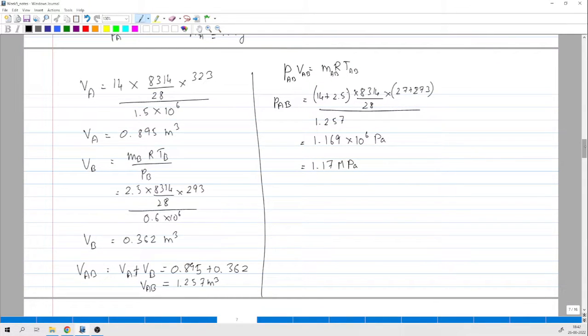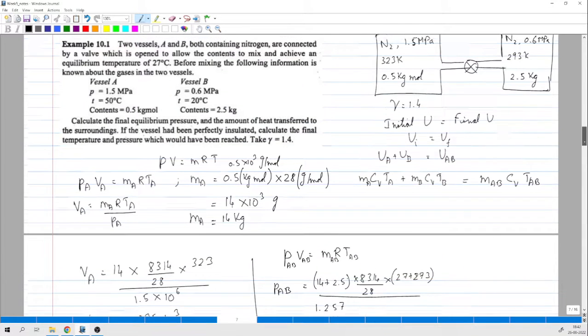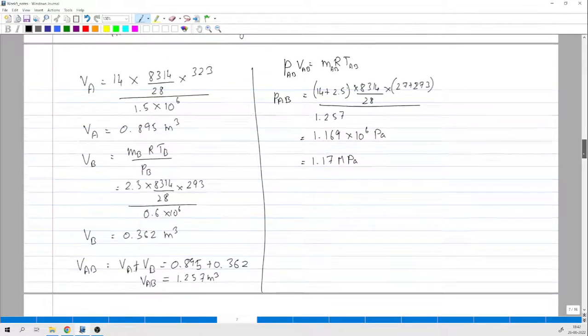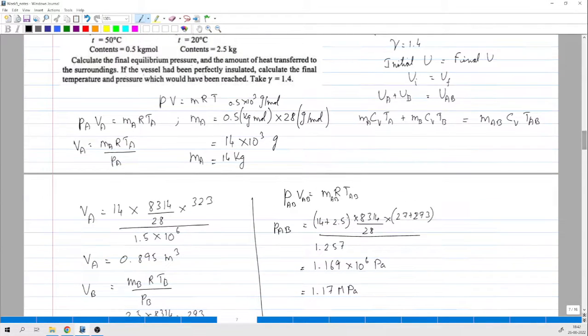Now we need to calculate the final temperature, assuming the vessel is perfectly insulated, and in that case we need to calculate both the final pressure and the temperature. So for this we can make use of this equation. Initial internal energy of the system should be same as the final internal energy of the system, because there is no heat transfer. But I think before that we need to calculate the amount of heat that is transferred to the surrounding in this case.